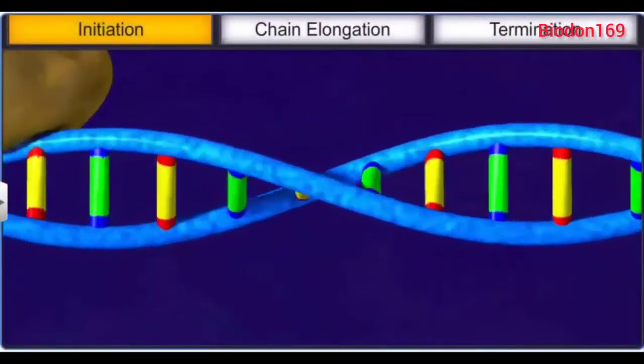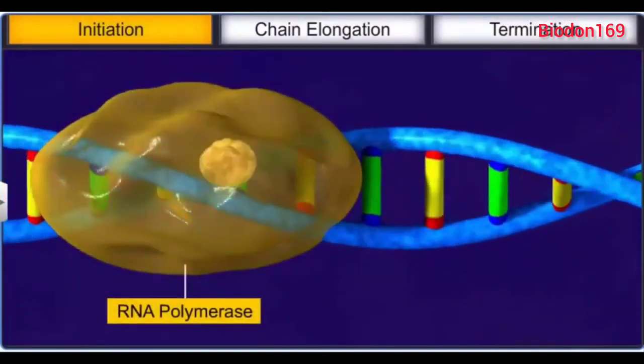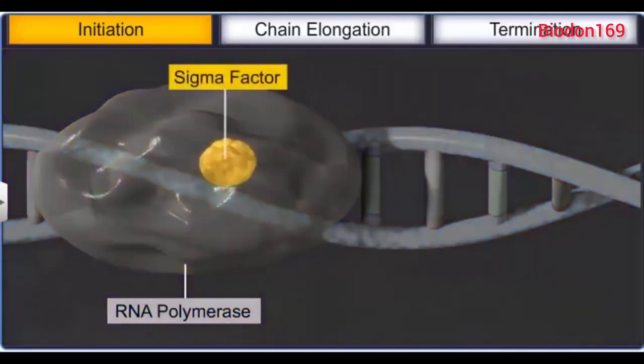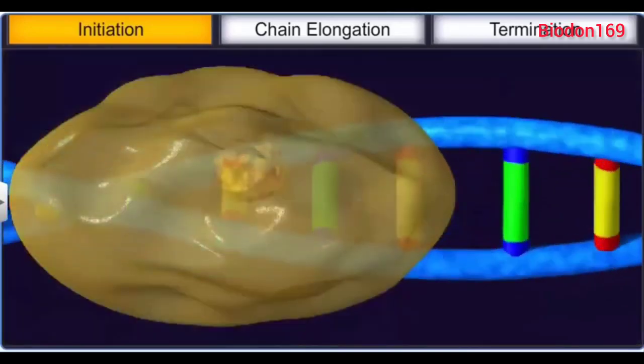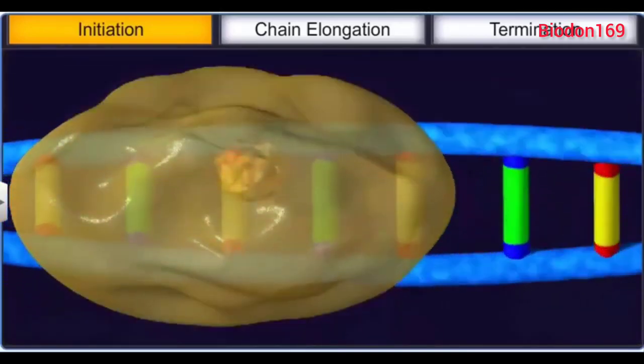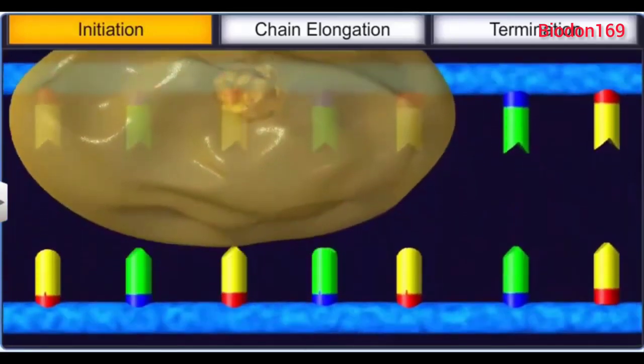In the first stage, RNA polymerase, along with the initiation factor denoted as sigma, binds to the promoter sequence in DNA and initiates transcription. This helps in the opening of the DNA helix and separates the two DNA strands.